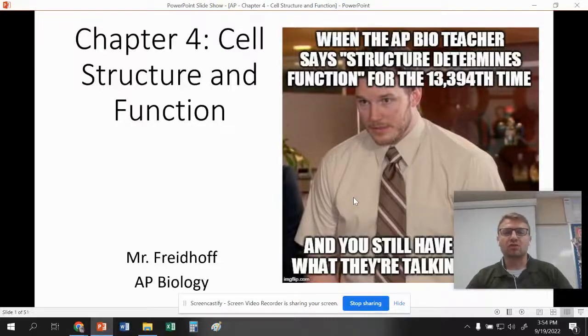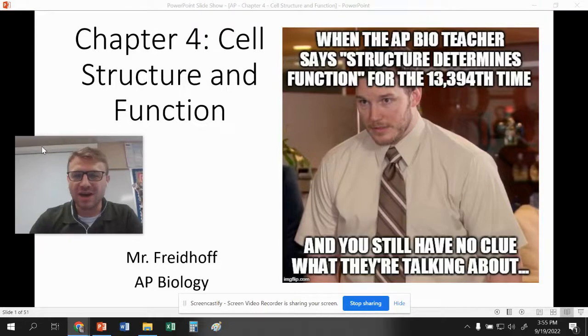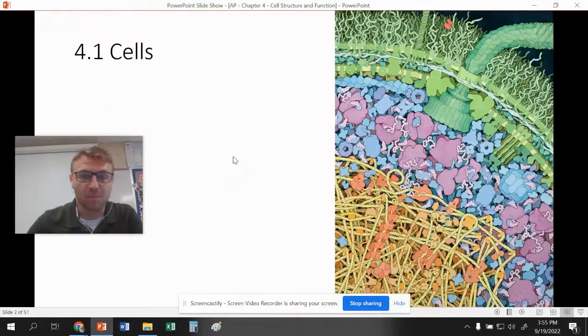All right, hello everyone. This is chapter 4, cell structure and function. We're going to be talking a lot about how structure determines function here. I love this meme. If you don't know what structure determines function is, I would definitely review that because we're going to be talking a lot about structure and function in this chapter.